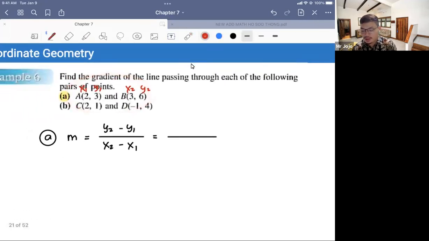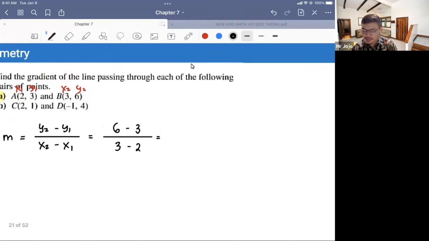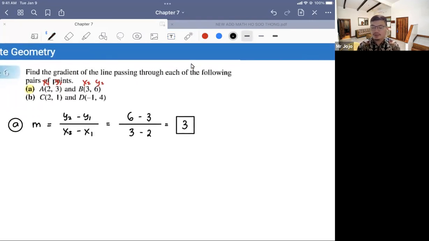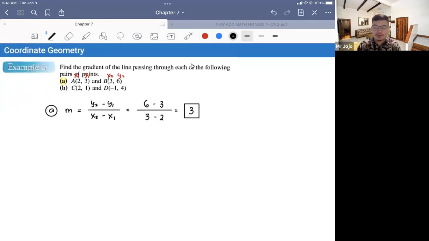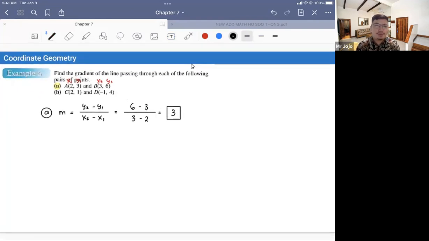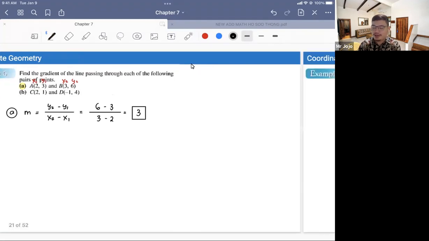Substituting them here, it's now 6 minus 3, and then my x sub 2 is 3 minus 2. So therefore my gradient is 3. Simple as that. I won't discuss letter B because I already know how to do that. So that's how we find the gradient, basically.